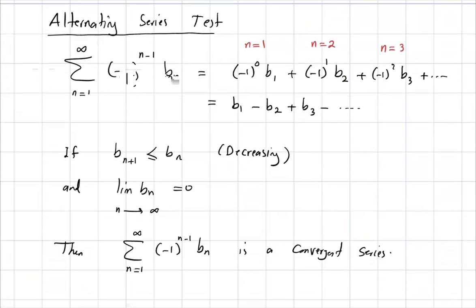Remember the general definition of an alternating series: (-1)^(n-1) times bn. Also b(n+1) is less than or equal to bn. It must be decreasing, and also the limit must be equal to 0. In that case, we can say that we have a convergent series. Let's take a look at one example together.